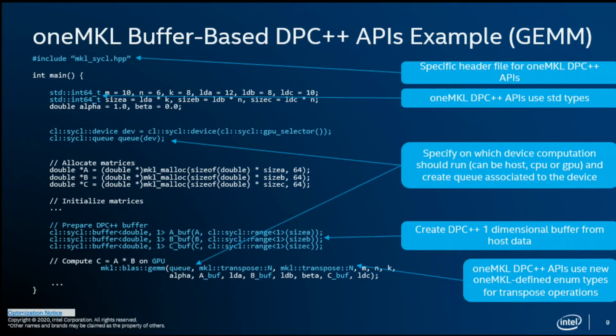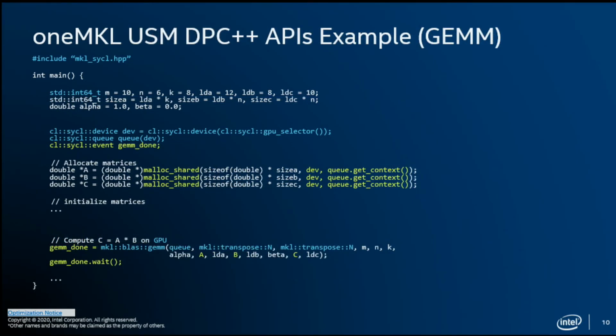And then you can also see that instead of passing the A, B, and C arrays, you now pass A buff, B buff, and C buff, the buffers, hence the buffer-based API. And now if we want to change it again and look at the unified shared memory or pointer-based API, there are new changes now shown in green.